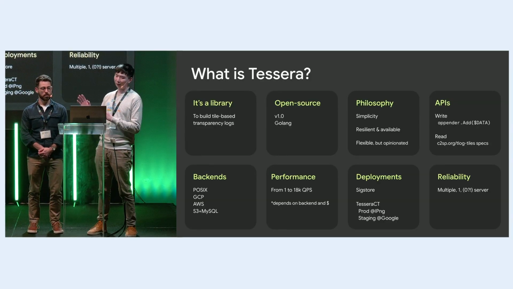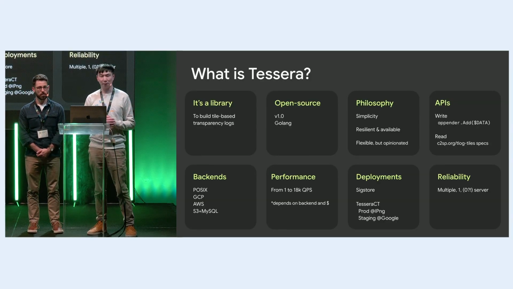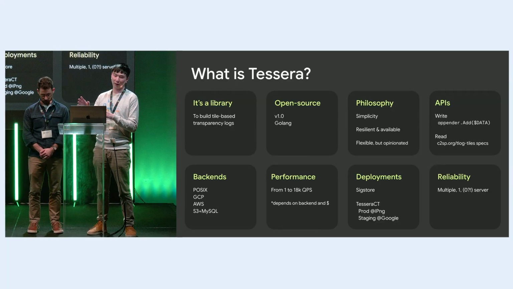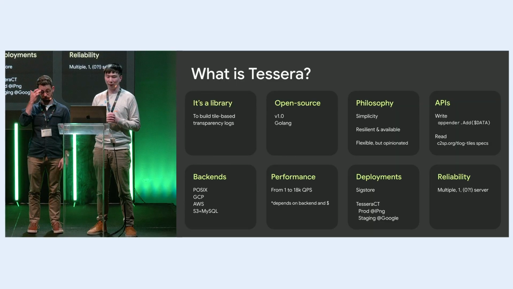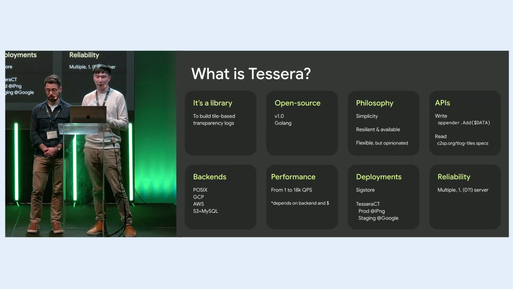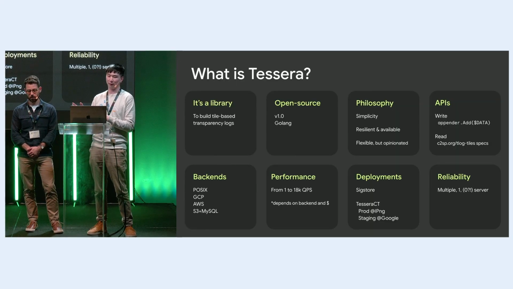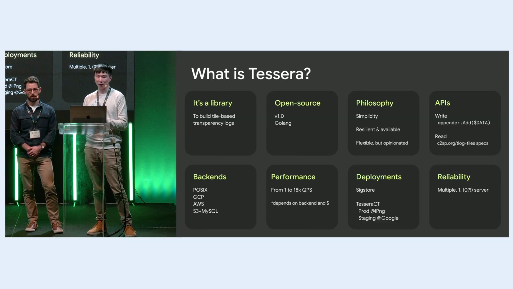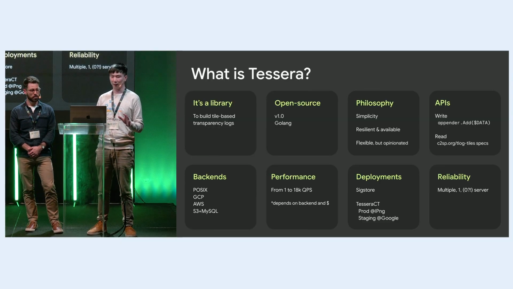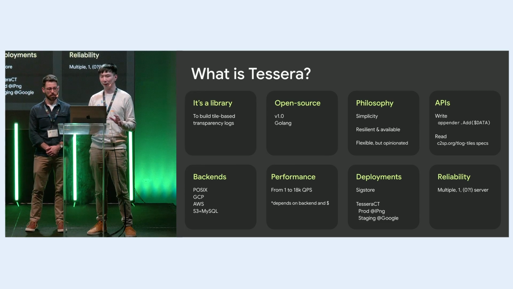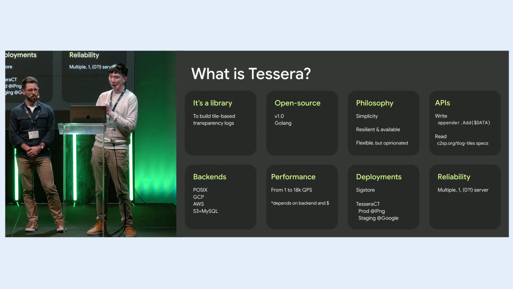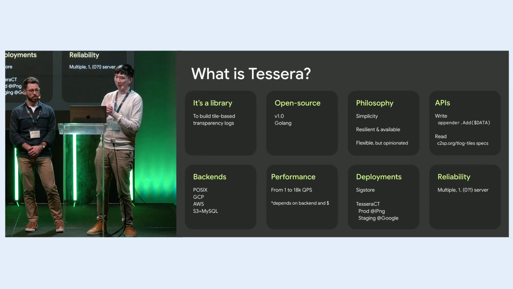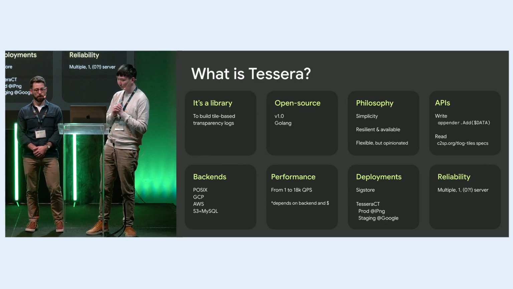And for APIs, write is actually very simple. You just need to append.add to add your data. And then for read, we comply with the C2SP tlog-tiles spec. C2SP is the community cryptographic specification project. It's open source and maintained on GitHub, with a standardized logs read API with a file-like structure, especially for the tlog-tiles spec.